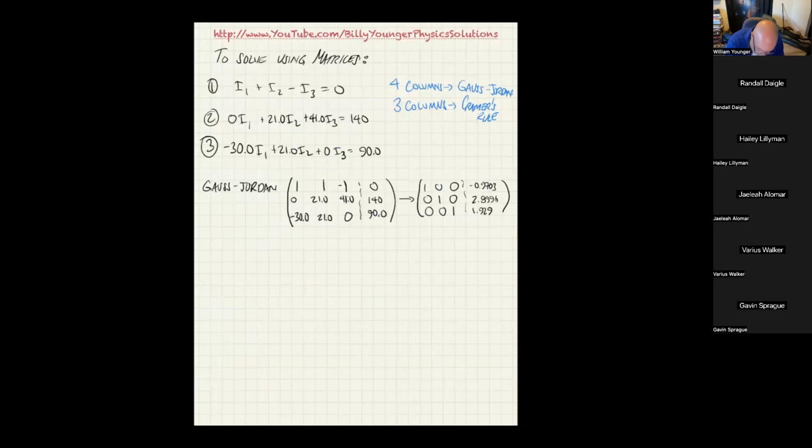So that's what would happen if you did the Gauss-Jordan method. And this is just a way of breaking up the matrix of the terms from the column of the answers. So that's the Gauss-Jordan method. That way would actually work.